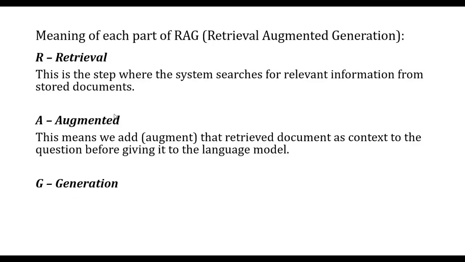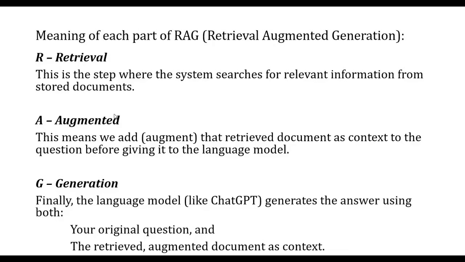Next, G, generation. Finally, the large language model, like ChatGPT or Gemini, generates the answer using both your original question and the retrieved augmented document as context. Hope all of you are clear with RAG.